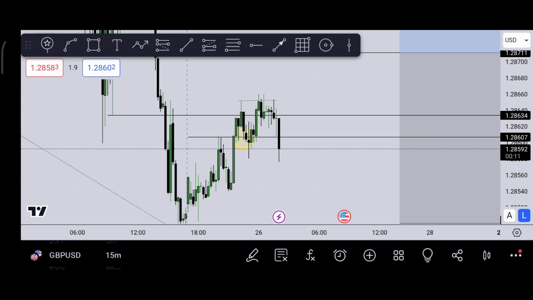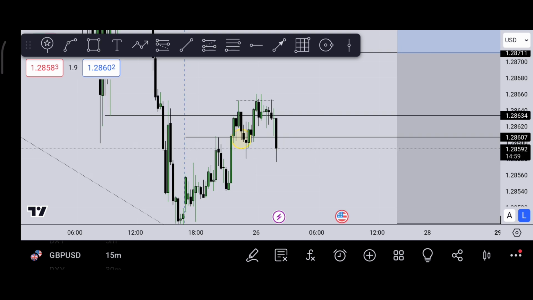And pretty much as you can see now, it's about to create another 15-minute candle. So that 15-minute candle, I'm expecting it to close lower and also form a fair value gap for us to take our entry.